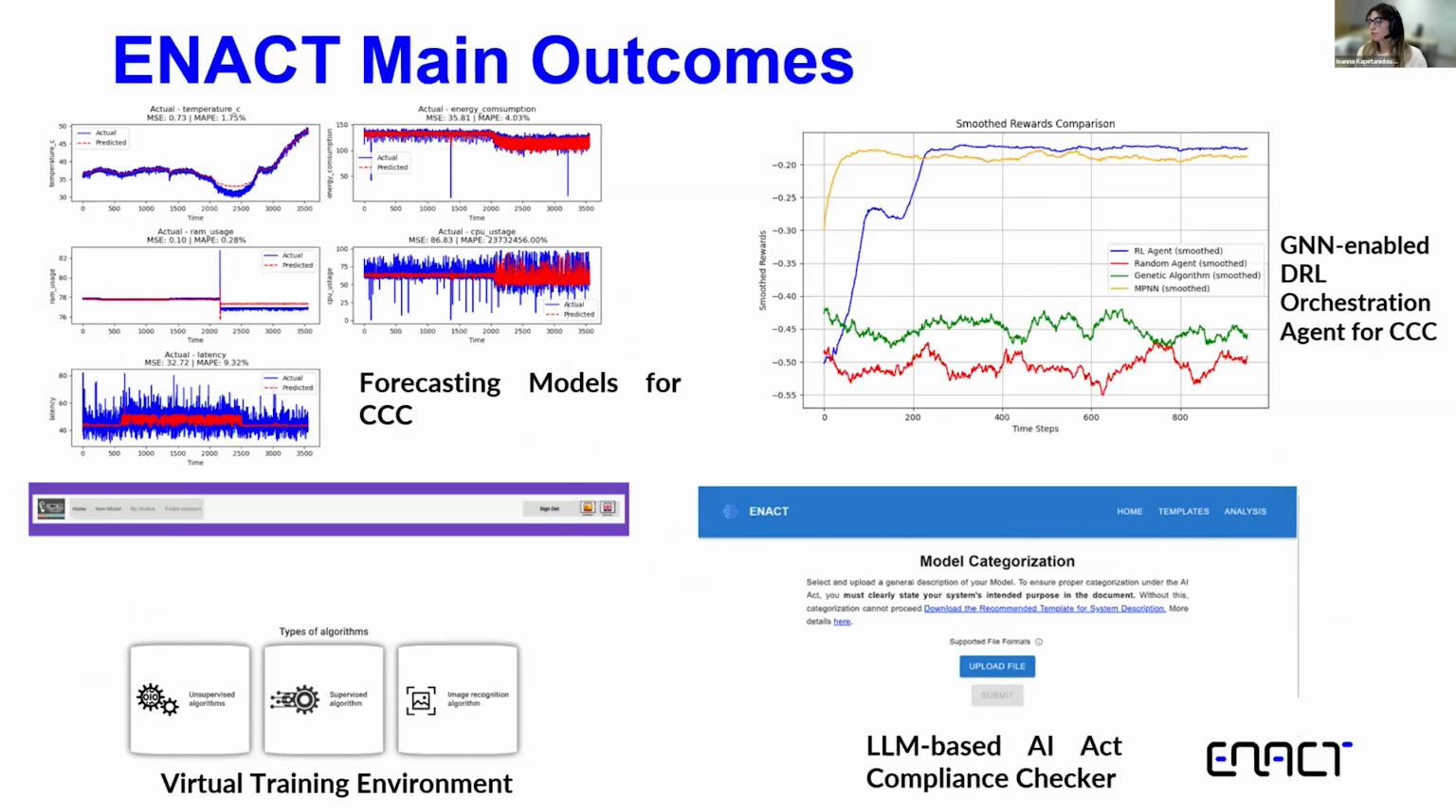ENACT manages the entire continuum in a proactive manner, which means that we employ AI forecasting models that continuously analyze the telemetry metrics such as CPU or RAM usage and also energy consumption, and generate predictions on near future continuum state. So these predictions are then fed to a DRL-based orchestration engine, which is also enhanced with graph neural networks.